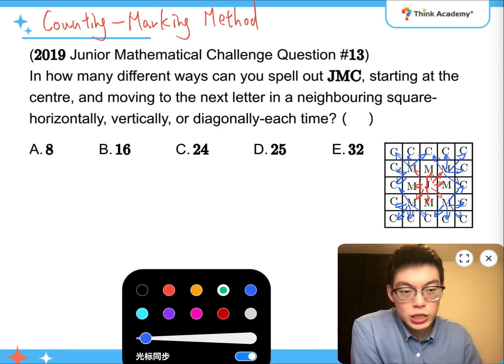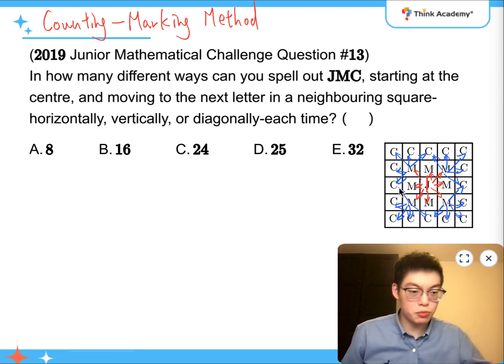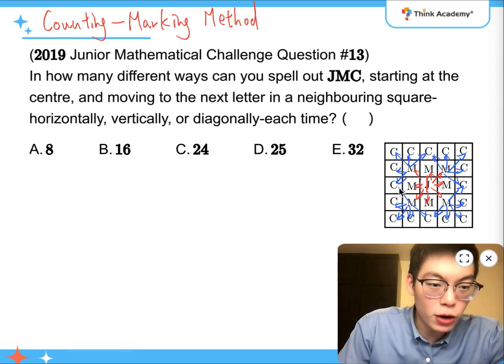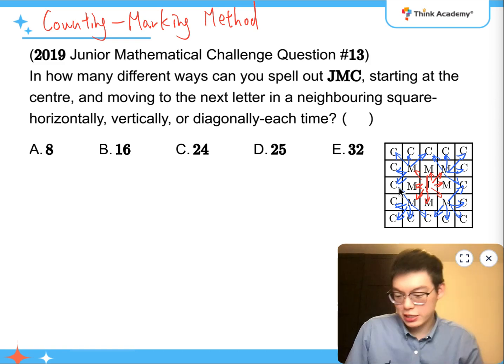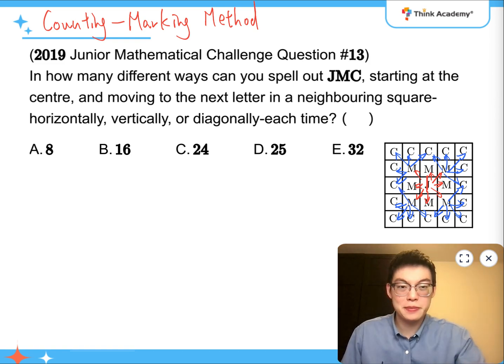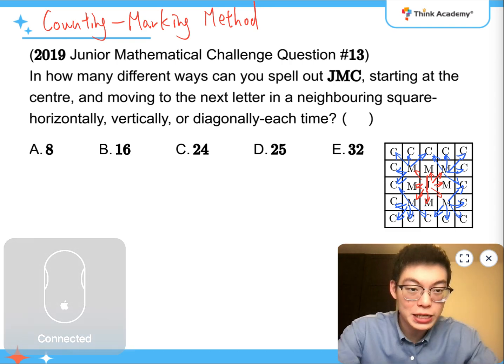And what about for each middle M? It can go to 3 C's. Oops. Suddenly my writing board is out of electricity. That's awkward. Well, maybe we have to wait a short while when it reconnects.